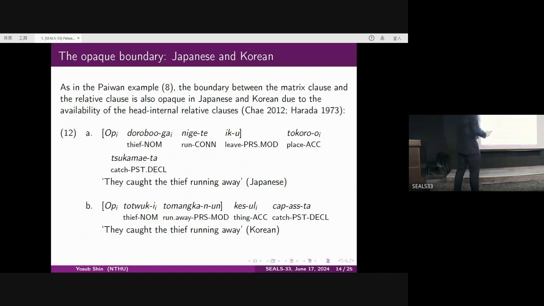And just like in the case of the last Paiwan example, we can also have head internal relative clauses, as you can see in these two examples, both in Japanese and Korean. So even though they're not Austronesian languages, and even though they could involve some other kind of functional phrase, we also have this kind of cross-linguistic data supporting our core ideas here.